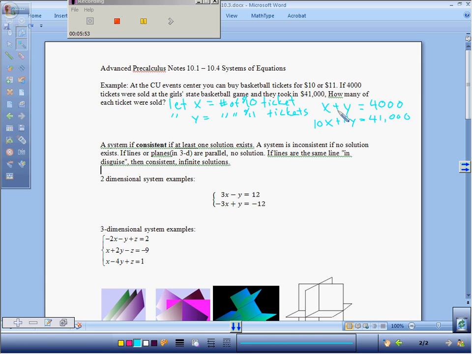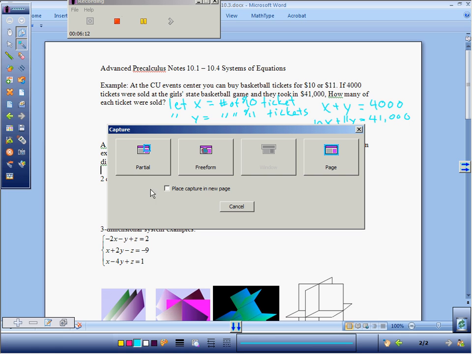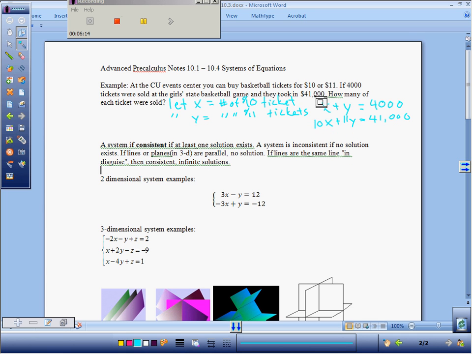You could do substitution, solve for y, right? And then plug it in. I think I'd rather do elimination in this one. So if I want to do elimination, first I'm going to take a picture of this and move it so I have more room. Okay?